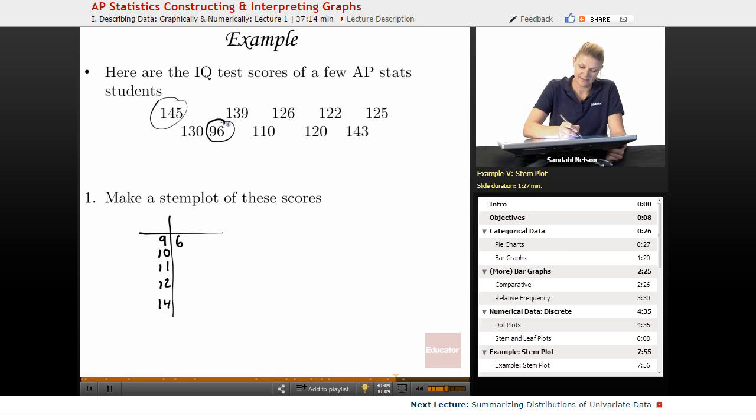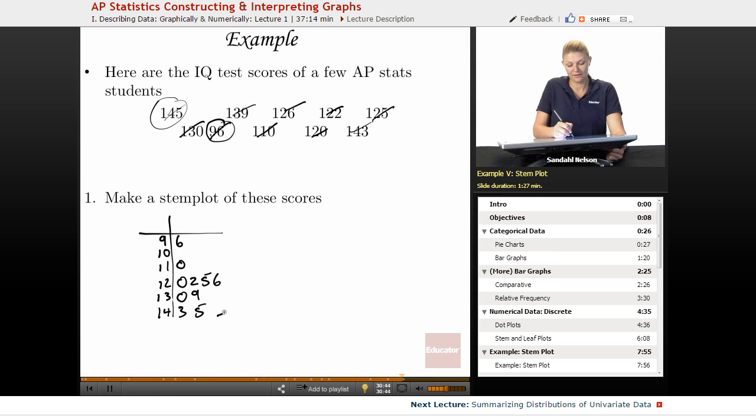So we have 96, then we have 110, 120, 122, 125, 126, then we have 130, oops, forgot the 3. I can count, I promise. We have 130, then we have 139, then we have 143, and 145.